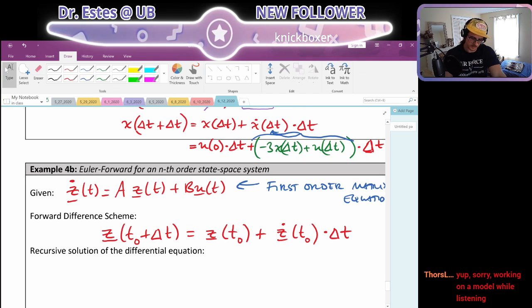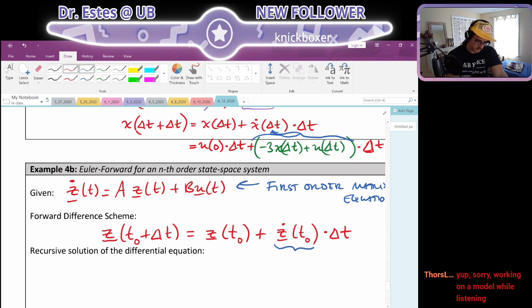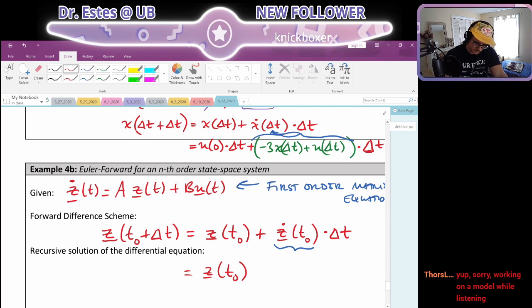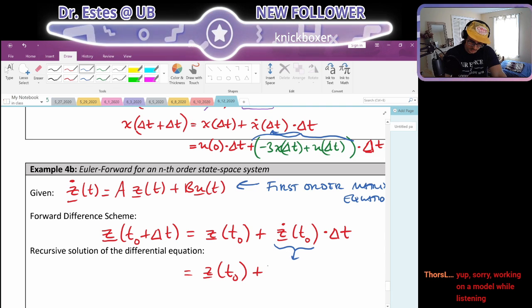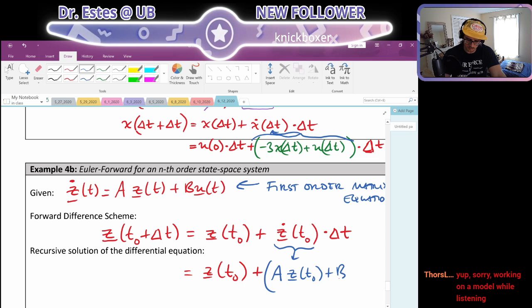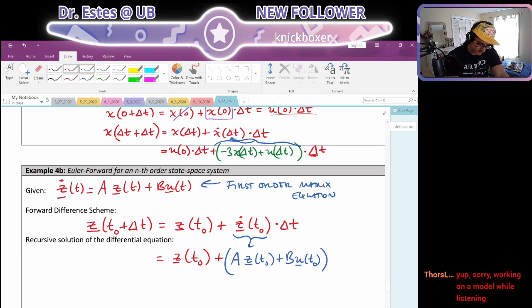So let's rewrite this. From the equation up above, it's our A matrix times our state vector at t naught plus B times our input vector at that time, times delta t.